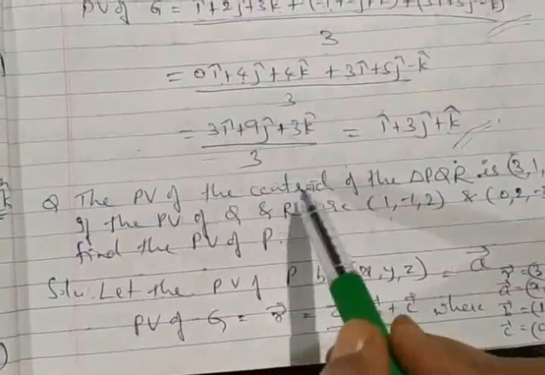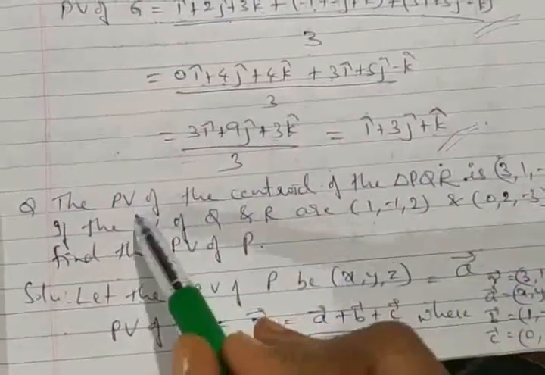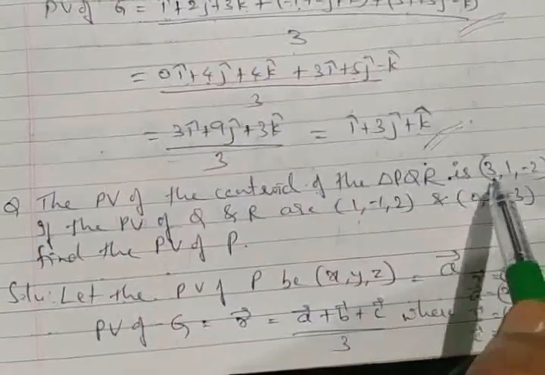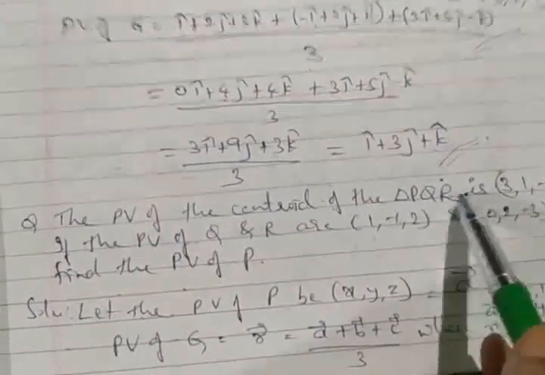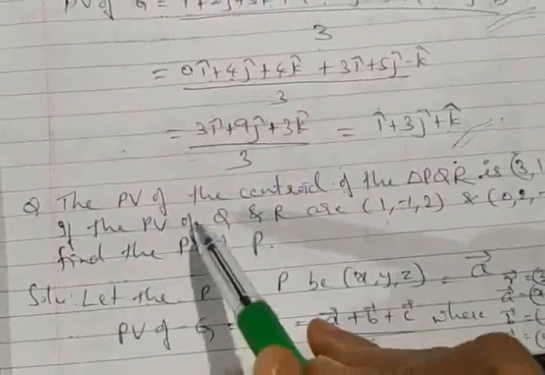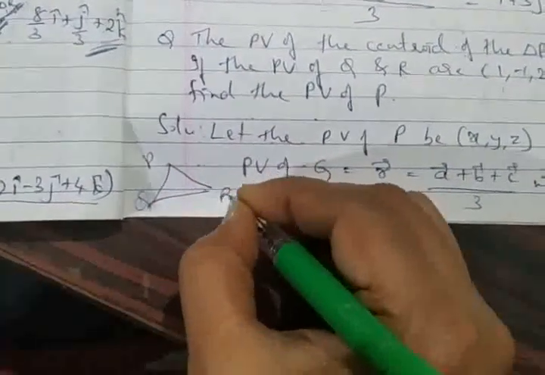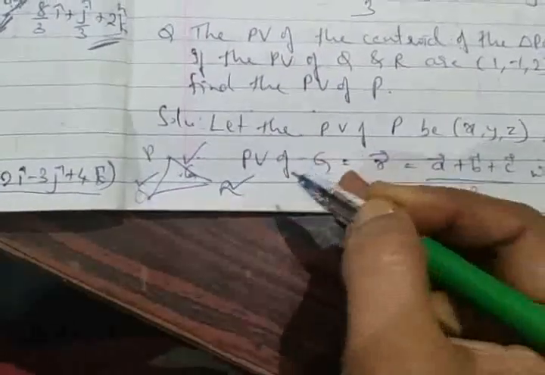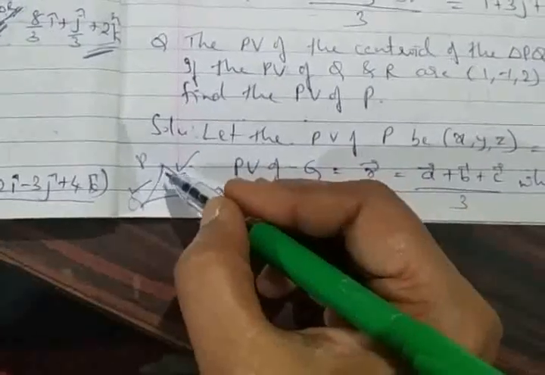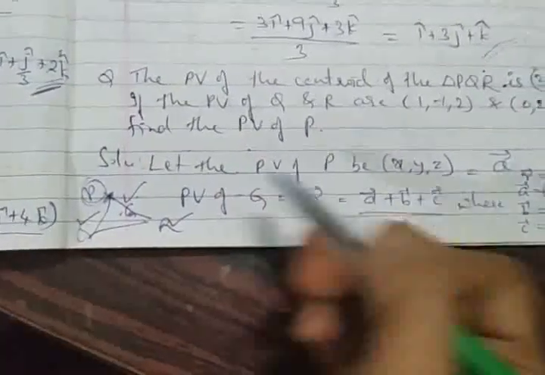Find the position vector of the centroid. The position vector of the centroid of triangle, I repeat, the position vector of the centroid of the triangle PQR is given to us. Got it? It is 3, 1, minus 2, and there are the position vectors of Q and R. So in a triangle PQR, the centroid G is given to us, Q is given, R is given. Obviously the question can be asked to find the position vector of the vertex. Okay, same formula but in reverse gear we'll be using it.